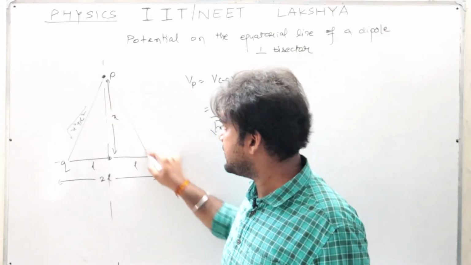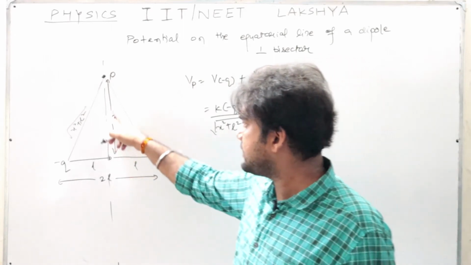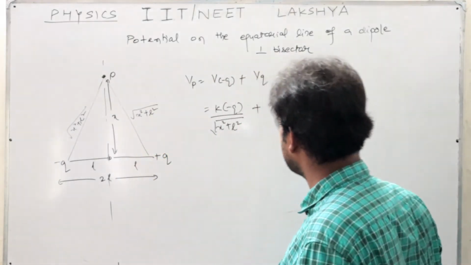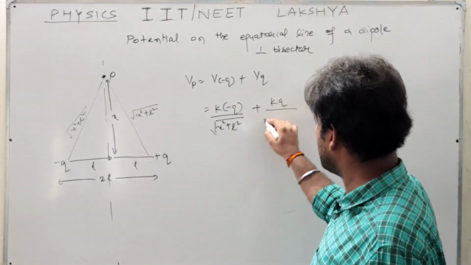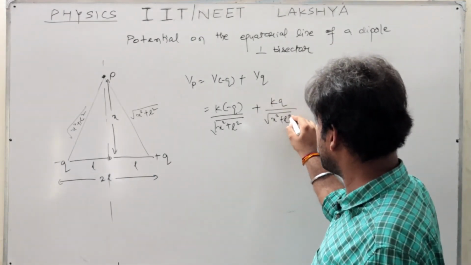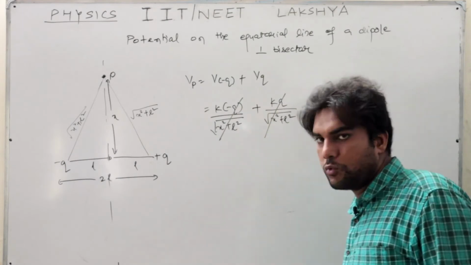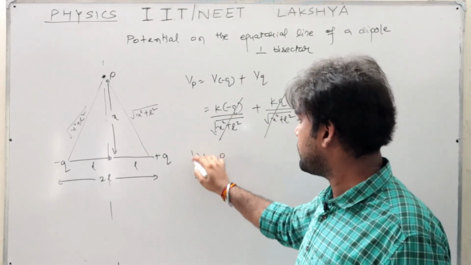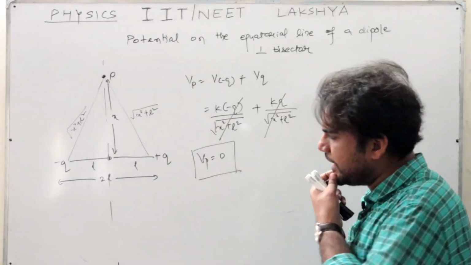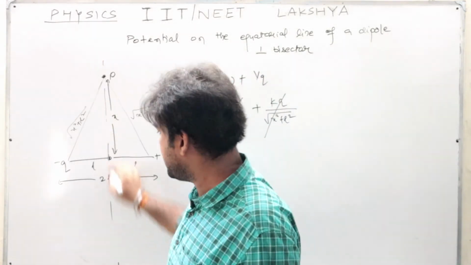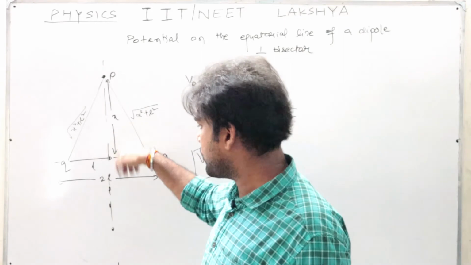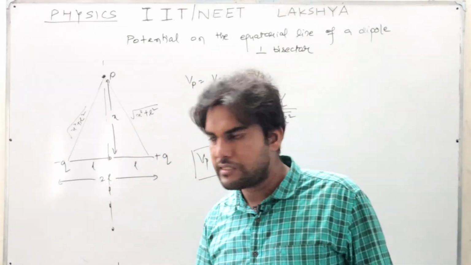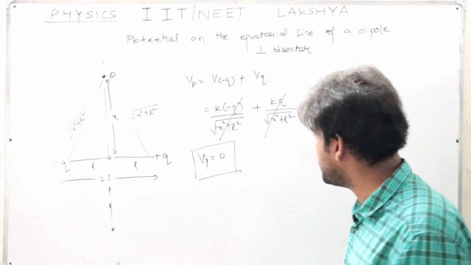Plus, next you can write the potential due to this. Obviously this is x, this is L, so again this becomes x square plus L square. So that will become kq upon under root x square plus L square. If you see carefully, the two get cancelled and the potential on the equatorial position becomes 0. In fact, on this line, any point you take on this perpendicular bisector, the potential at all the points will be the same, 0 only.